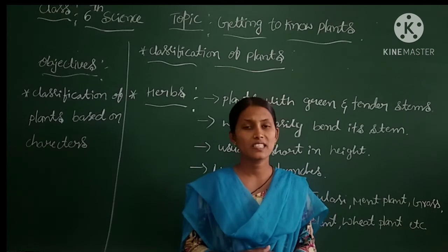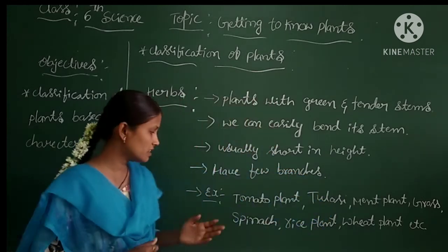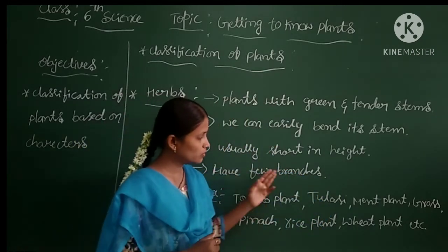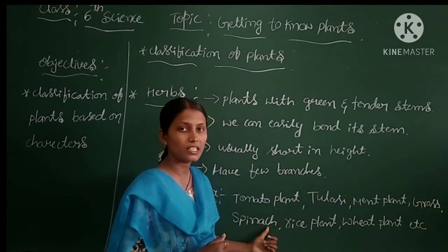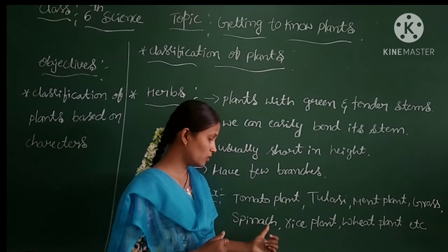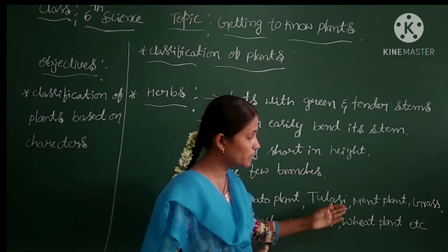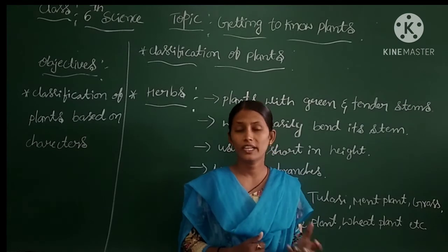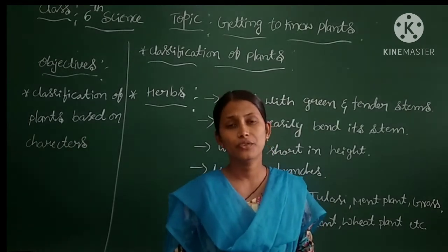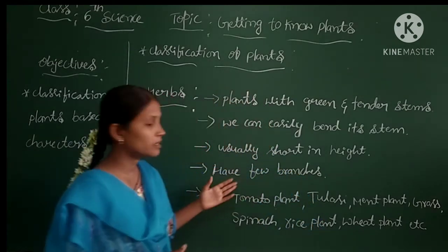Then what are the examples for herbs? Now let us discuss. That is tomato plant, tulsi, mint plant, grass, spinach. Spinach is nothing but palak. Next rice plant, wheat plant. With that is ginger, carrot, coriander. So these are a few examples for the herbs.